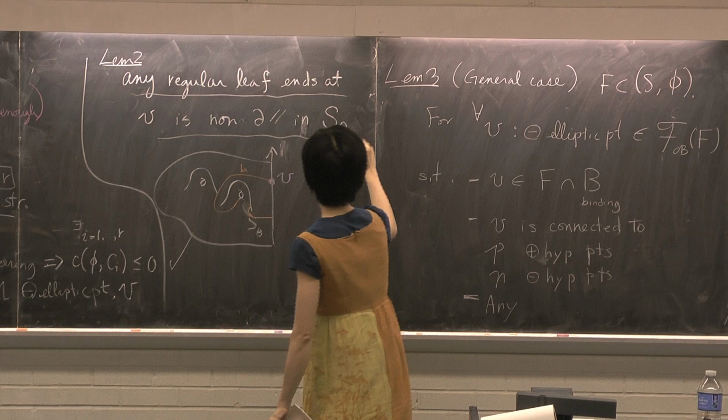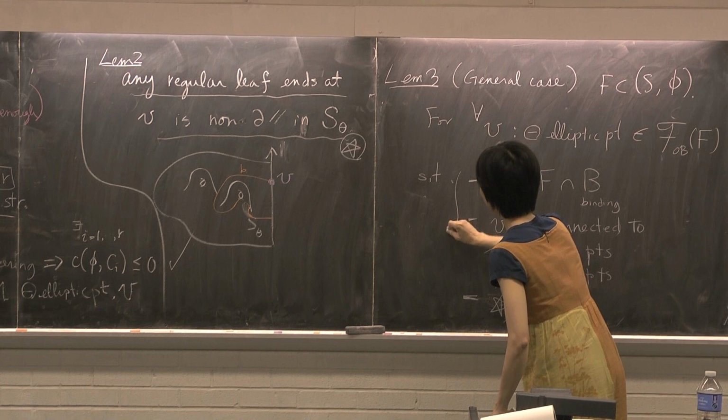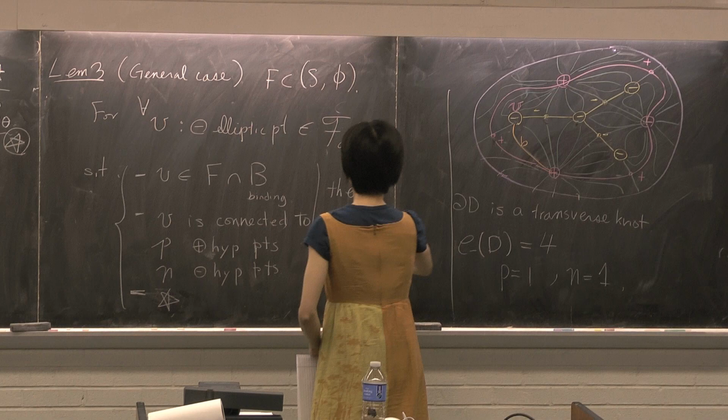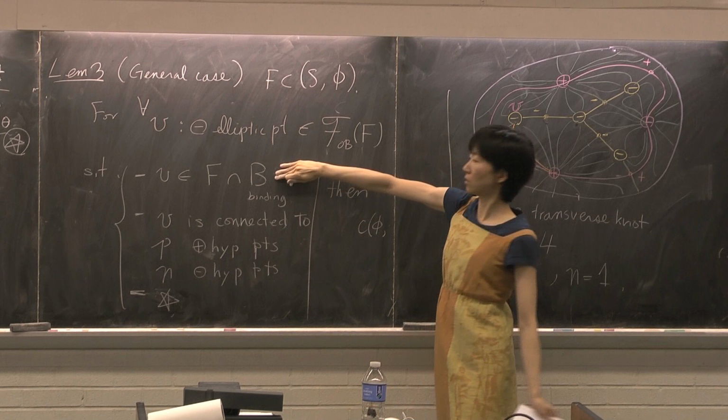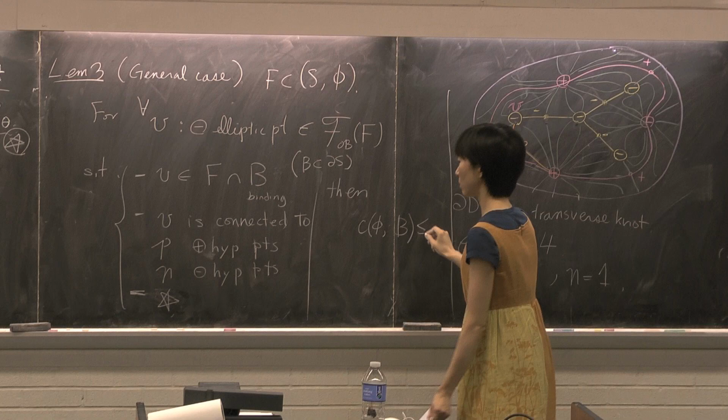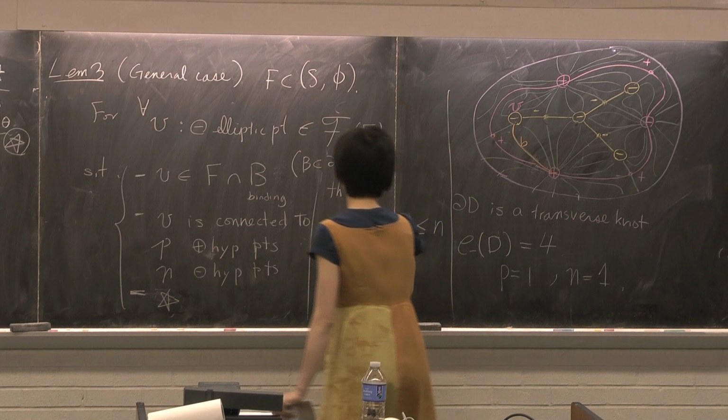Let's write this star. If we satisfy these three conditions, then we can say something about the Dehn twist coefficient. The fractional Dehn twist coefficient phi relative to this binding component v, which is a boundary component, is bounded above by the number of negative hyperbolic points and bounded below by negative p. That is lemma 3.